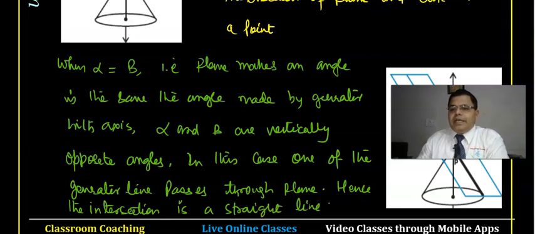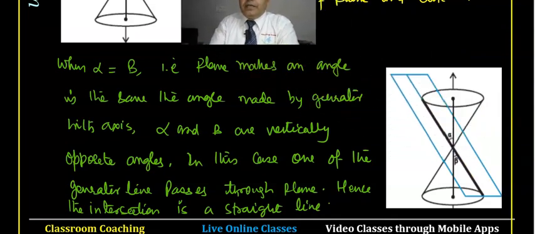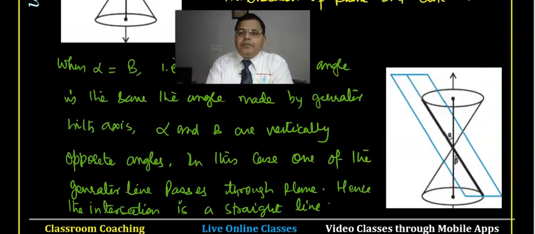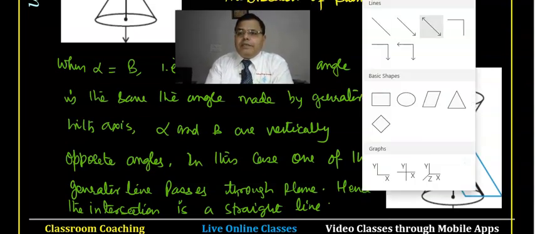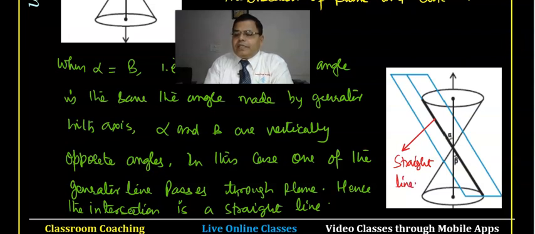You can see that here the intersection is a straight line. So here this will be the intersection, and that will be a straight line. So this is described as a straight line. This one is a straight line that will contain here alpha is equal to beta. They are vertically opposite angles. I hope you got it.